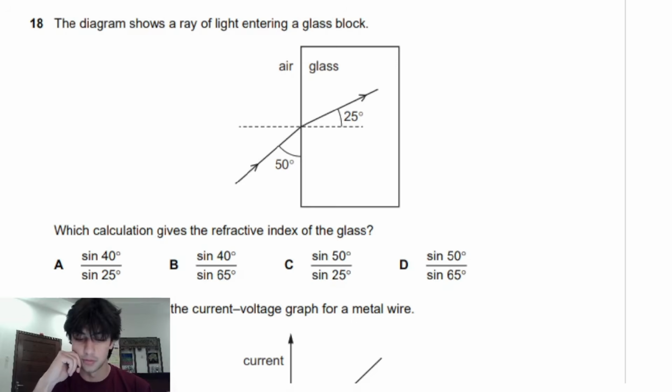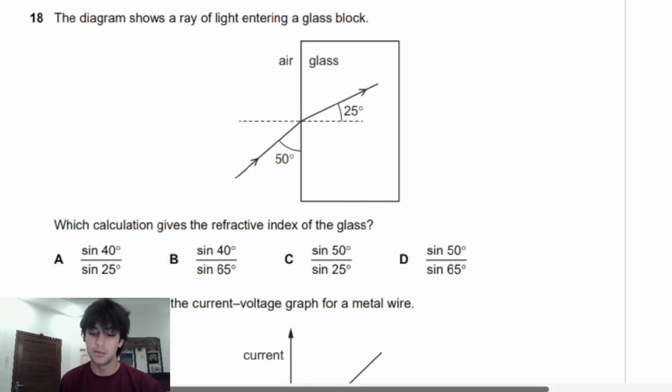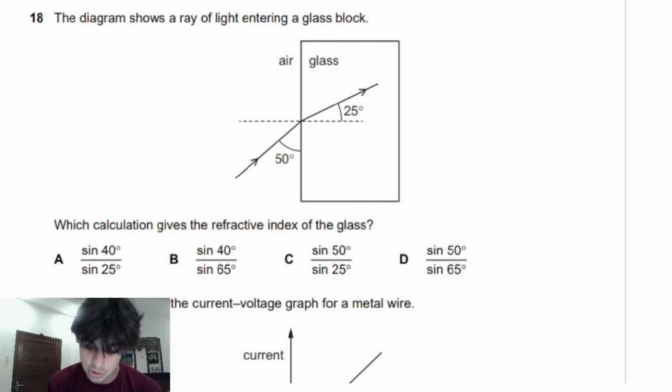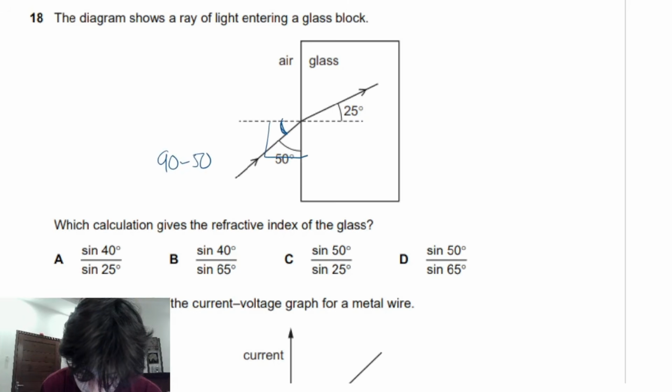It's A. A diagram shows a ray of light entering a glass box, which calculation gives the refractive index. अभी तो हमने उसकी बात की थी. First of all, we need to identify which one's the angle of incidence, which is the angle of reflection. Angle of incidence हमारे पास, again, always relative to the normal. This is going to be 90 minus 50. Why 90? Because this is a perpendicular angle.